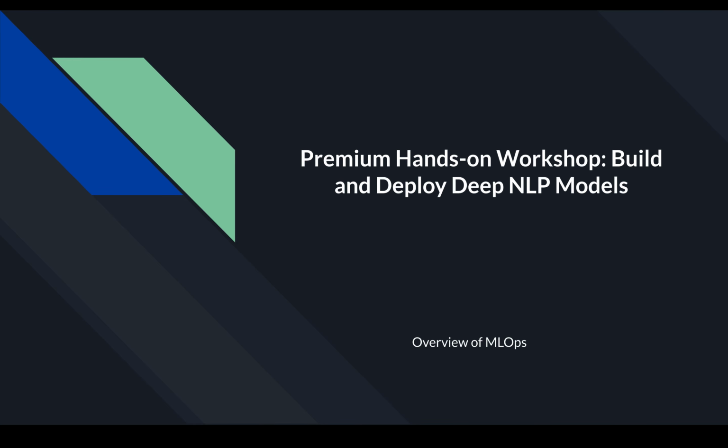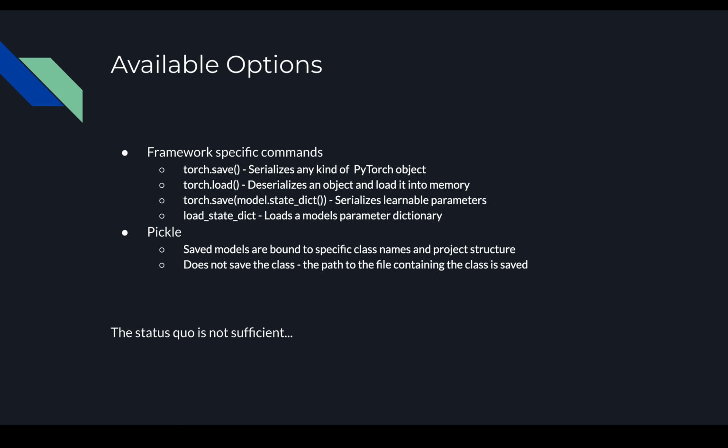In this video, we are going to be discussing some of the common approaches for serializing PyTorch models. All machine learning frameworks have framework-specific commands for saving models to disk. So we can see here that PyTorch provides a .save method. Here we can pass in our model and the path to where the model should be stored. Torch.load is another provided method for deserializing and loading a model into memory.